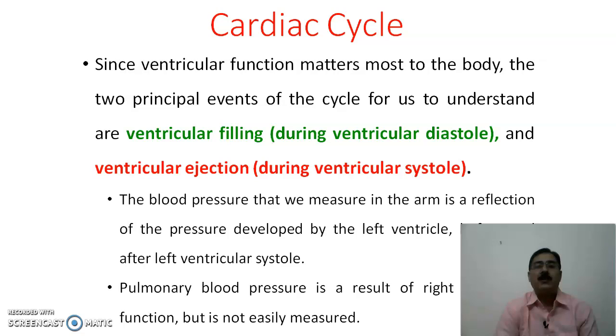The blood pressure that we measure in the arm is a reflection of the pressure developed by the left ventricle before and after the left ventricular systole. Pulmonary blood pressure is a result of right ventricular function, but it is not easily measured.